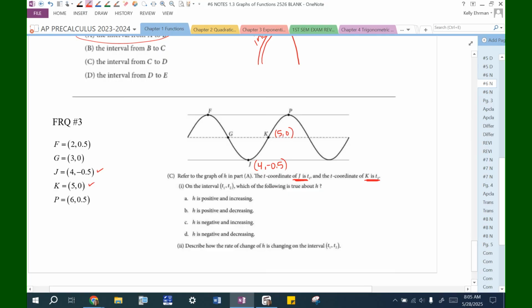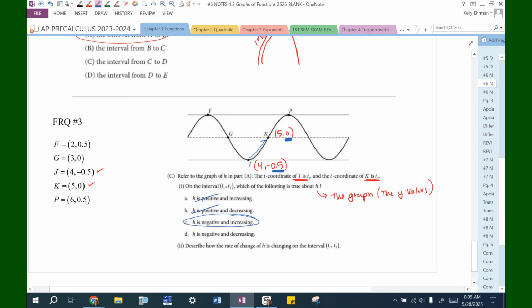On the interval T1 to T2, which of the following is true about H? Now, H is just saying the graph or the y values, or the outputs. So we really only care about the fact that J goes from negative 0.5 up to K, which is 0. So what's true? Are those values positive or negative, and are they increasing or decreasing? So we're going from negative 0.5 to 0. Those values have to be negative, so we can cross out the positives. And are they going up or going down? This section of the graph is going up. So negative and increasing.